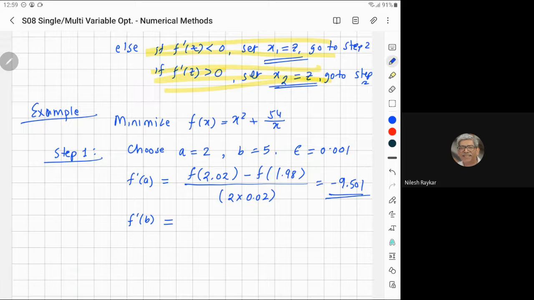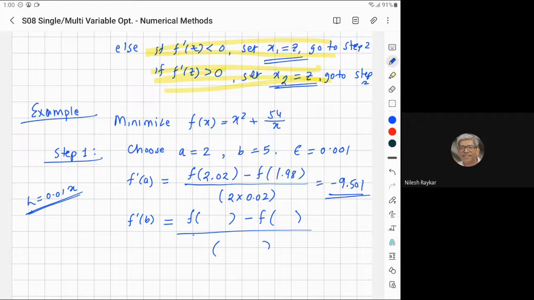Now you tell me what should be the formula for determining f dash at b. The b value is 5. What should be the first number? The h value we are considering as 0.01 times x. Whatever x you are calculating, 1% of that I am considering as the h value.